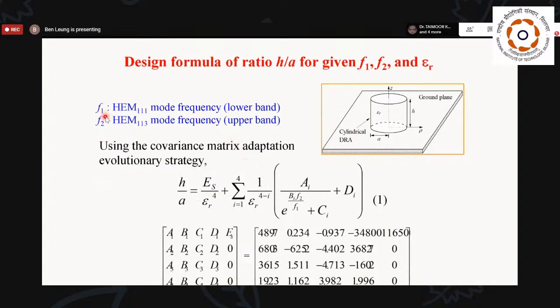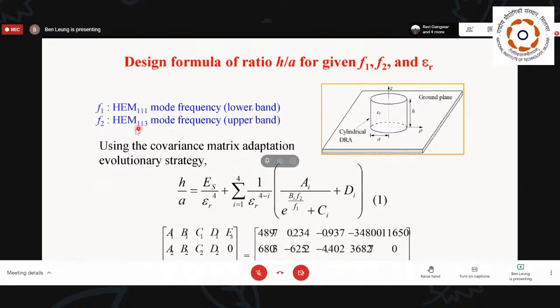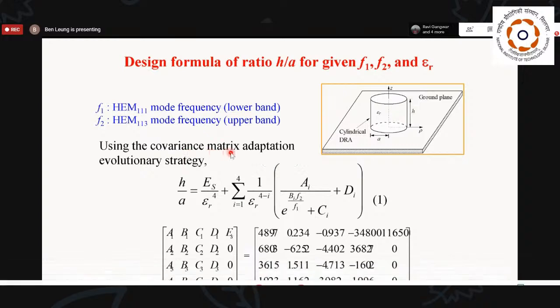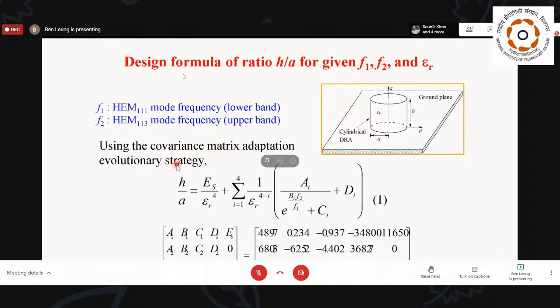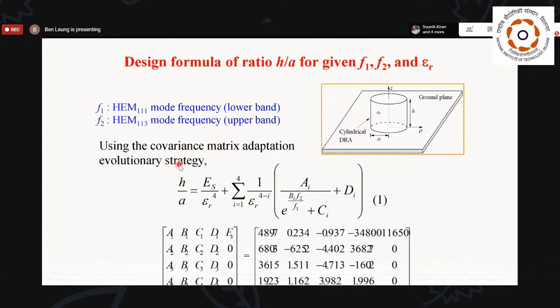Okay, f_1 is the frequency of the lower band, and f_2 is the frequency of the upper band. We use the covariance matrix adaptation evolution strategy to do the optimization and obtain our ratio h over a. Now, the parameters are given by this matrix. This matrix was obtained by using this evolutionary strategy.